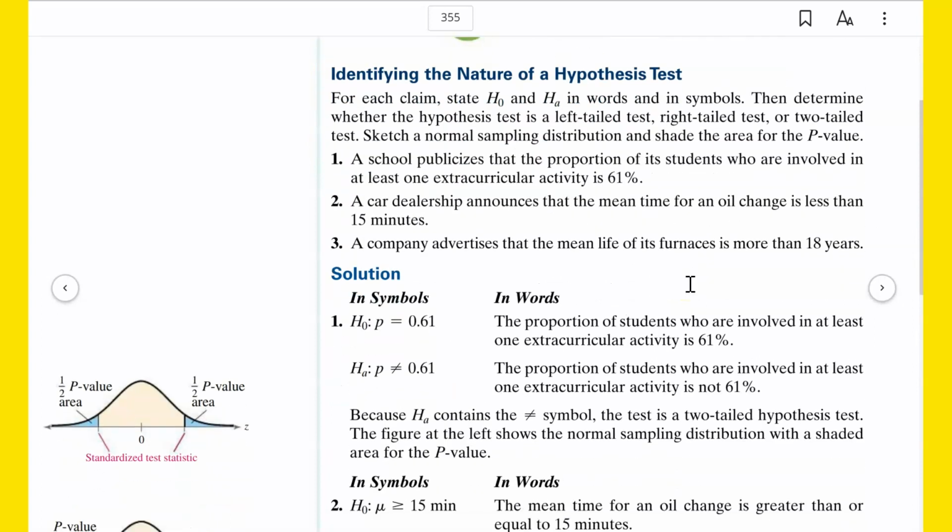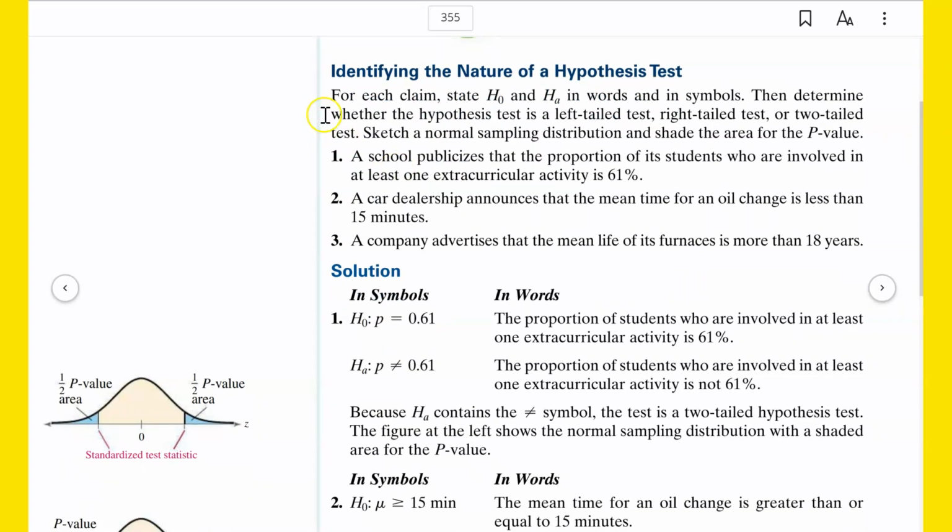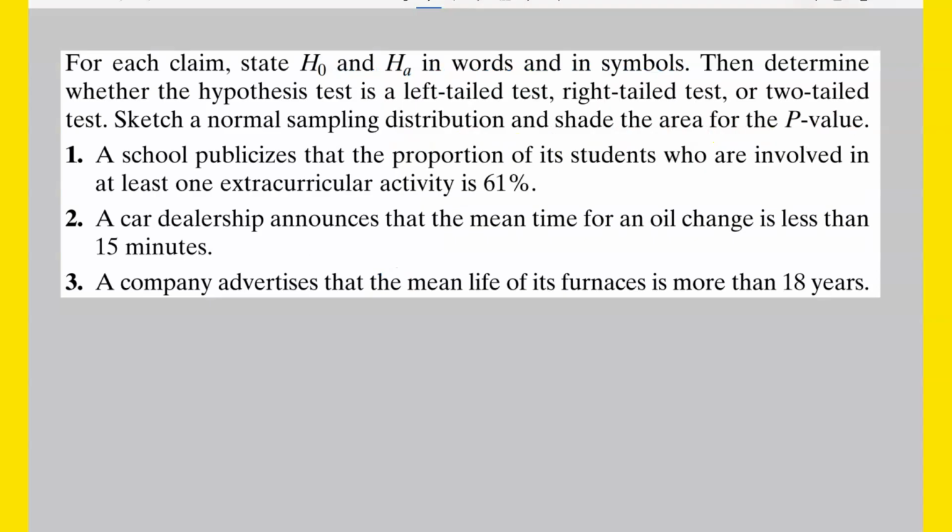Example 3. Identifying the nature of a hypothesis test. For each claim, state H naught and HA in words and symbols. Then determine whether the hypothesis test is a left-tailed test, right-tailed test, or two-tailed test. Sketch a normal sampling distribution and shade the area for the p-value. All right, number 1, a school publicizes that the proportion of its students who are involved in at least one curricular activity is 61%.